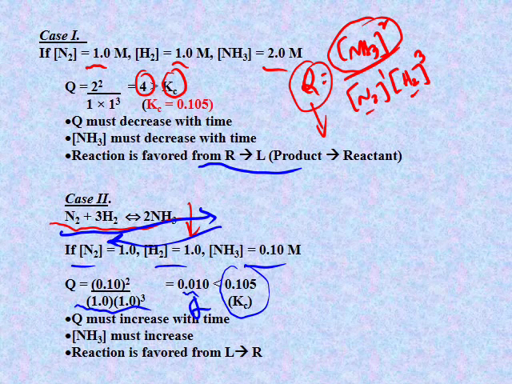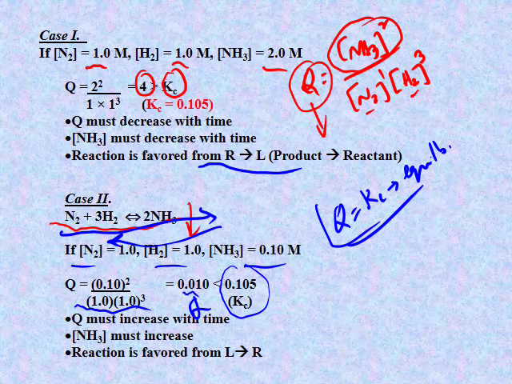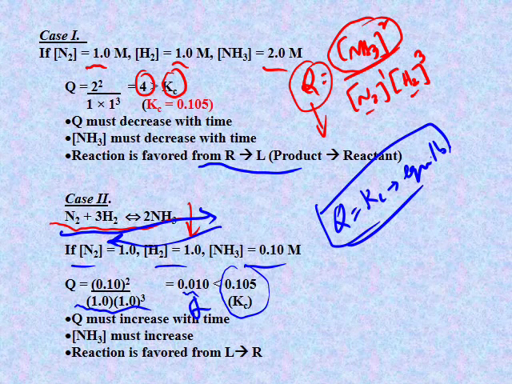Now, in case it happens that Q value equals Kc, if you find that Q value equals Kc, that means it's in equilibrium. That's the condition of equilibrium. So when Q value is not equal to Kc, then Q value has to change with time, so that eventually it reaches the value of Kc. In this case, Q is less than Kc. What that means is, since it's less, it has to reach the value of Kc. It has to go up in value.